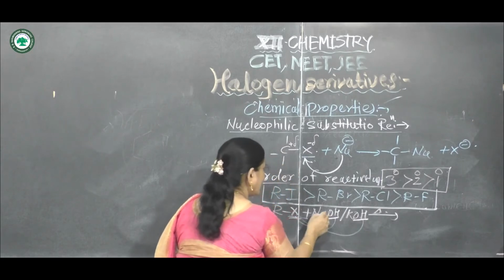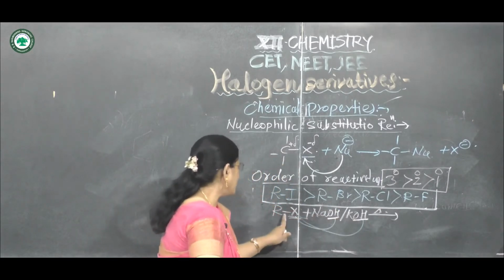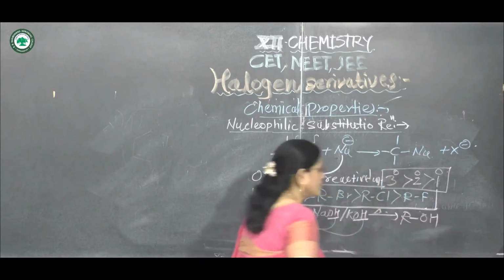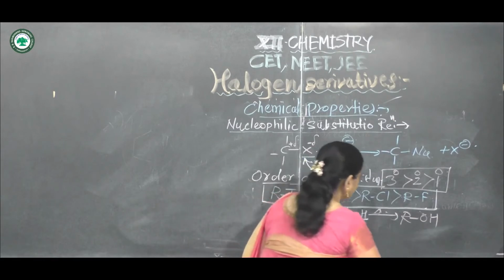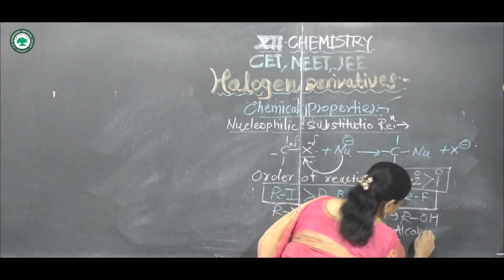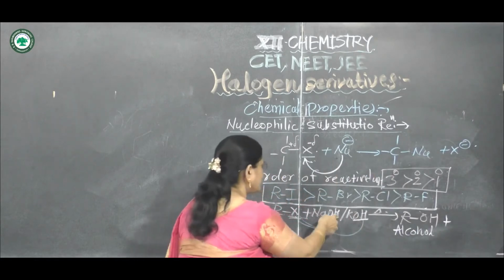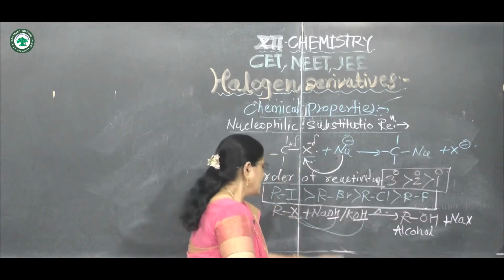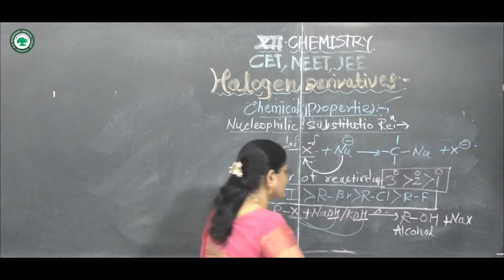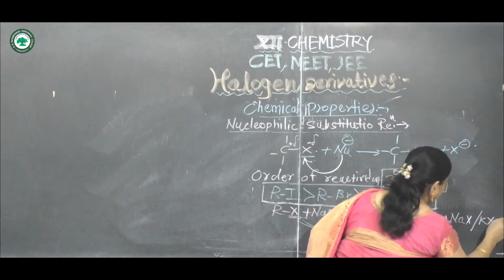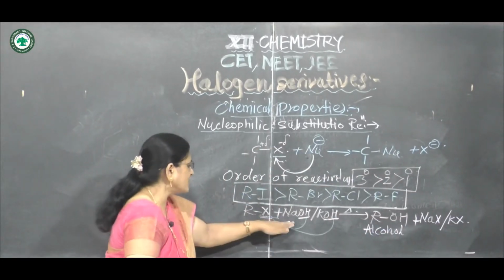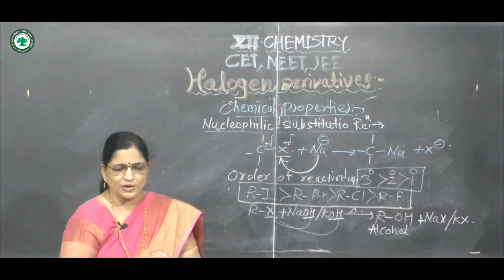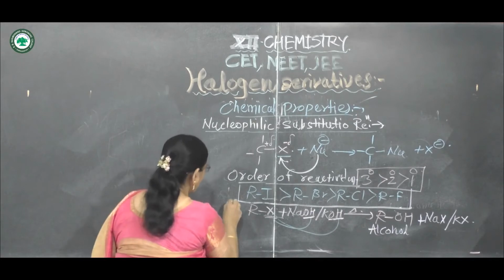If it reacts with NaOH or KOH, it forms ROH. Which product does it give? That is ROH, here an alcohol. Plus, if it reacts with sodium hydroxide, it forms sodium halide, NaX. If it reacts with KOH, potassium hydroxide, then the byproduct formed is KX. In this way, sodium hydroxide and potassium hydroxide give alcohol as the product. Then second, if it reacts with ammonia.